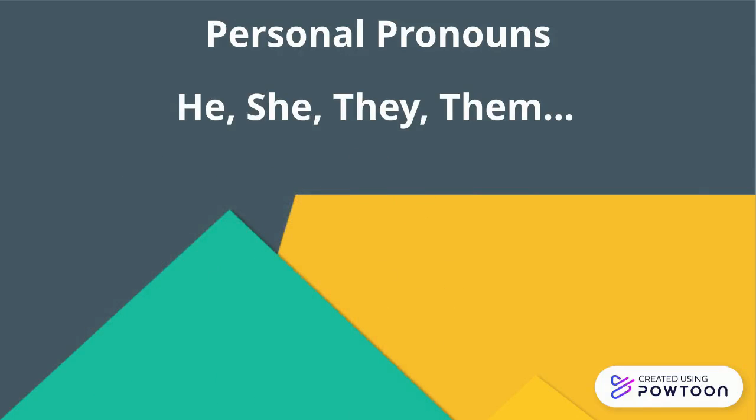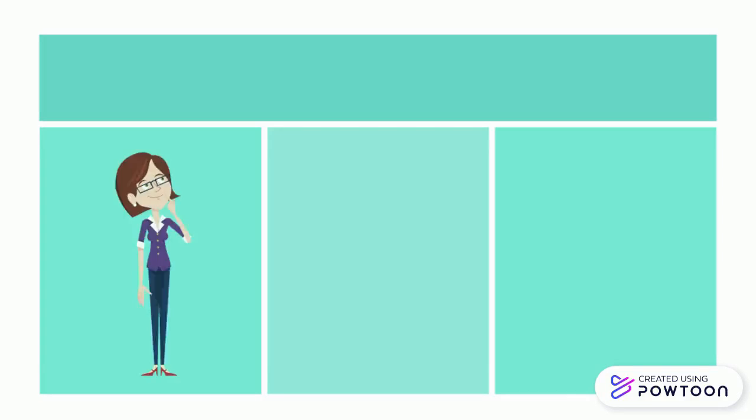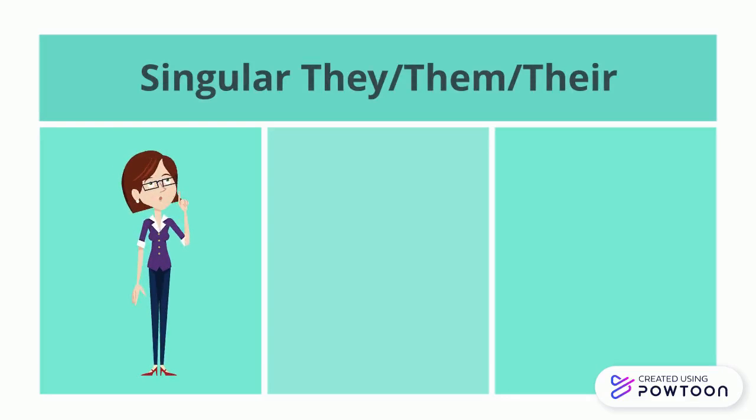This can be problematic in academic writing, particularly when you are referring to a general person. For example, the phrase the teacher could refer to someone from any gender, so using a gendered pronoun can marginalize others. As a result, it is now common practice to avoid gendered language in academic writing by using the pronouns they, them, or their as singular.